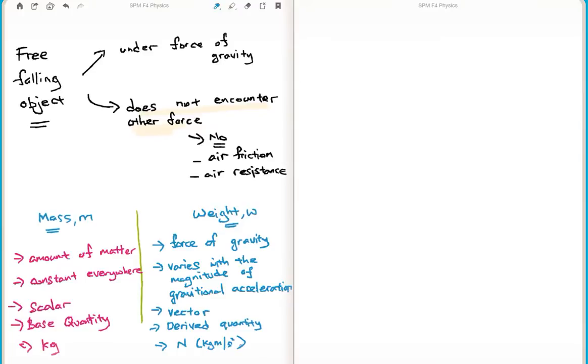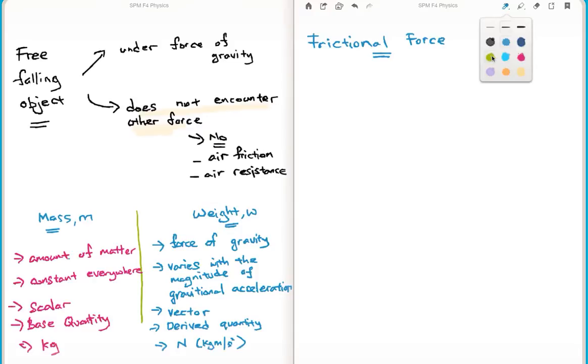What you are about to see next is called frictional force. It's not really in the syllabus, but I think it's good to include it. If you read through your text, they actually mention it. There are two types of frictional force. One is called static frictional force. Another one is called dynamic frictional force. Now, what's the difference?